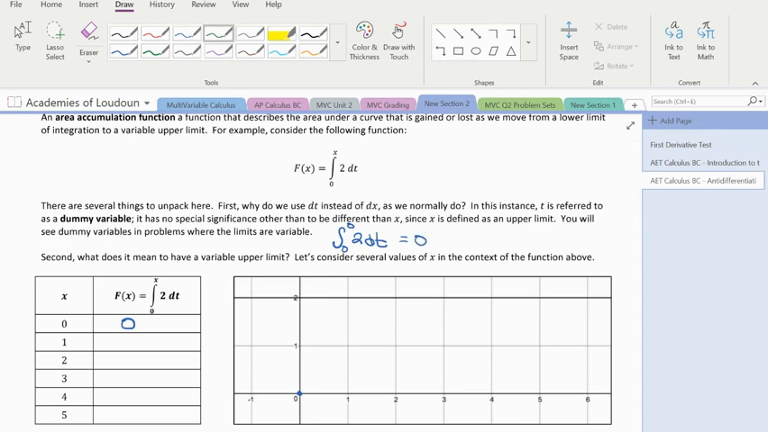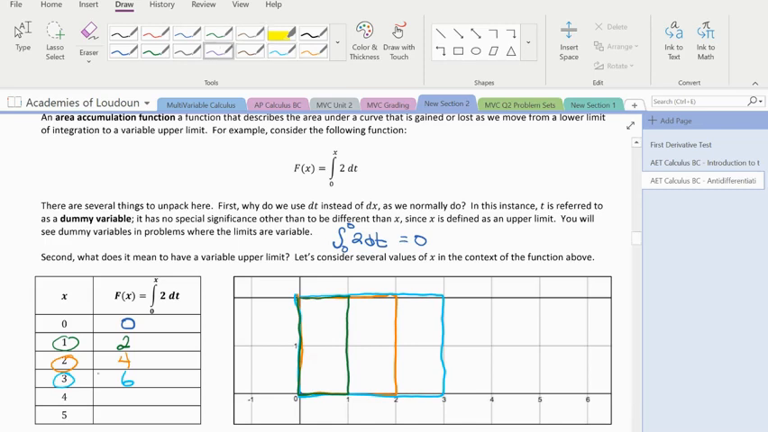Now, if I'm going to be integrating from 0 to my upper limit of 1, well, I want to know what the area of this rectangle is. And I can see fairly clearly that that's going to be 2. If I integrate from 0 to 2, well, then I want to know what the area of this rectangle is. And I can see that that's going to be 4. If I'm integrating from 0 to 3, then I want to know what the area of this rectangle is, and I can see that that's going to be 6.